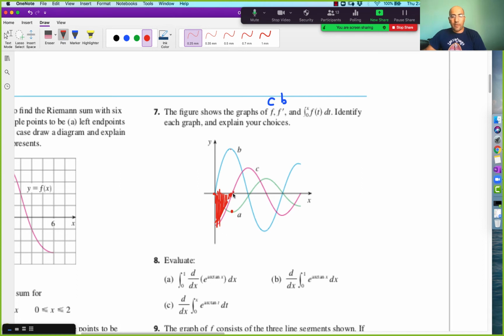As I start creeping into the positives, I start canceling off some of that negative area. So it becomes smaller and smaller until we reach here, right? This point indicates where the area underneath the curve and the area above the curve both cancel each other out, and we get a total area of 0. That's where that guy is.